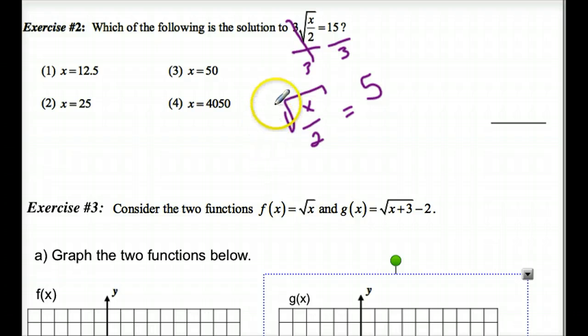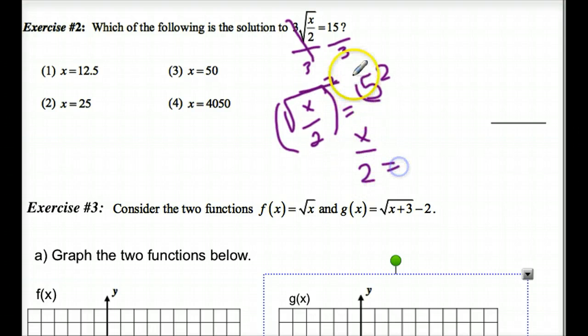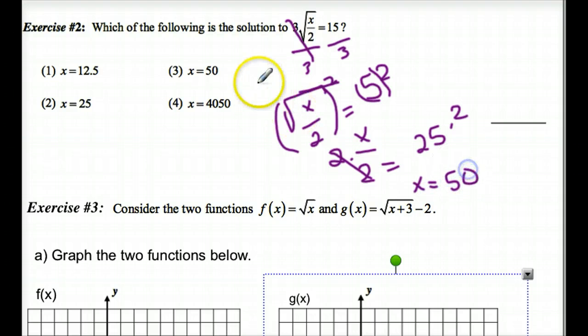Now, how do I get rid of the square root? Perfect. Take the square. This cancels. You're left with x over 2. 5 squared we know is 25. Then to get x by itself, I need to get rid of this 2. This is in the denominator, meaning it's dividing, so I do the inverse, meaning multiply both sides by 2. X is equal to 50, which is choice number 3.